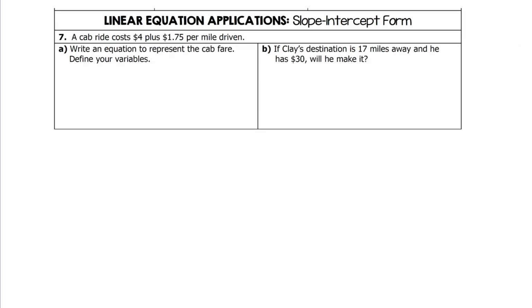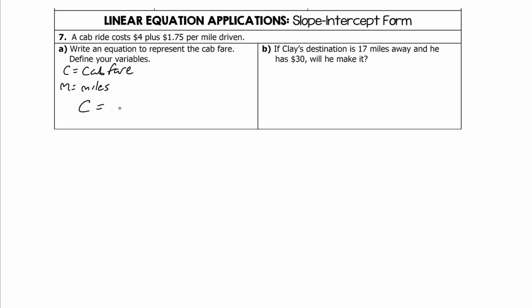So write an equation to represent the cab fare, and we're going to define our variables, meaning what letters mean what. What we're trying to figure out is the cab fare, so we can use C for cab fare. The only other variable is our miles. We don't know how many miles there are. In the end we're going to have to pay something, our cab fare, and it's based on how many miles we drive. So our cab fare is going to equal what?